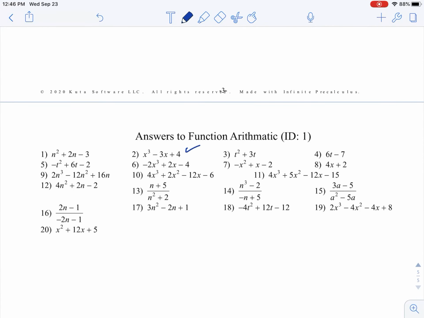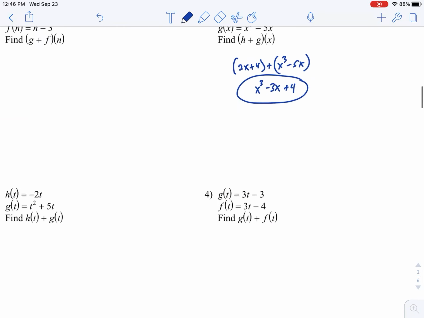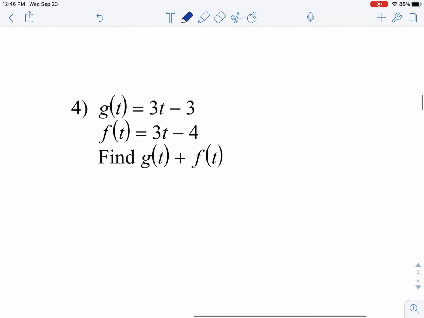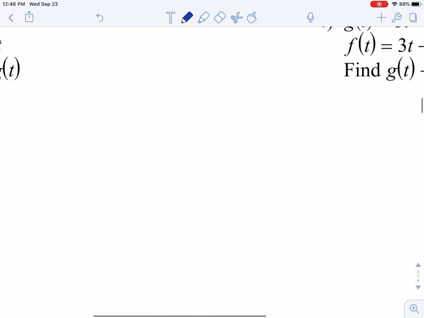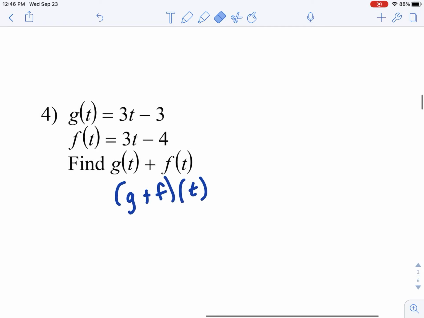x cubed minus 3x plus 4. Okay. Number 4 is also adding, but it's written the other way. Instead of g plus f of t, this time with t instead of x, instead of being written that way, it's g of t plus f of t. But it's the same concept.